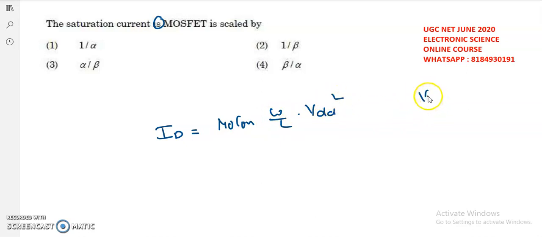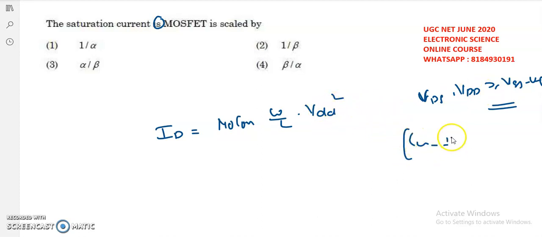Okay. So why? Because if the MOSFET is in saturation region, then the drain to source voltage must be greater than or equal to VGS minus VT. So we are taking the equal to. So if I substitute in the formula, that is ID is equal to mu naught COX W by L into VGS minus VT into VDS minus VDS square by 2. So if I substitute here in the place of VGS minus VT as VDD, then we will get the equation of the drain current of the MOSFET in saturation region.